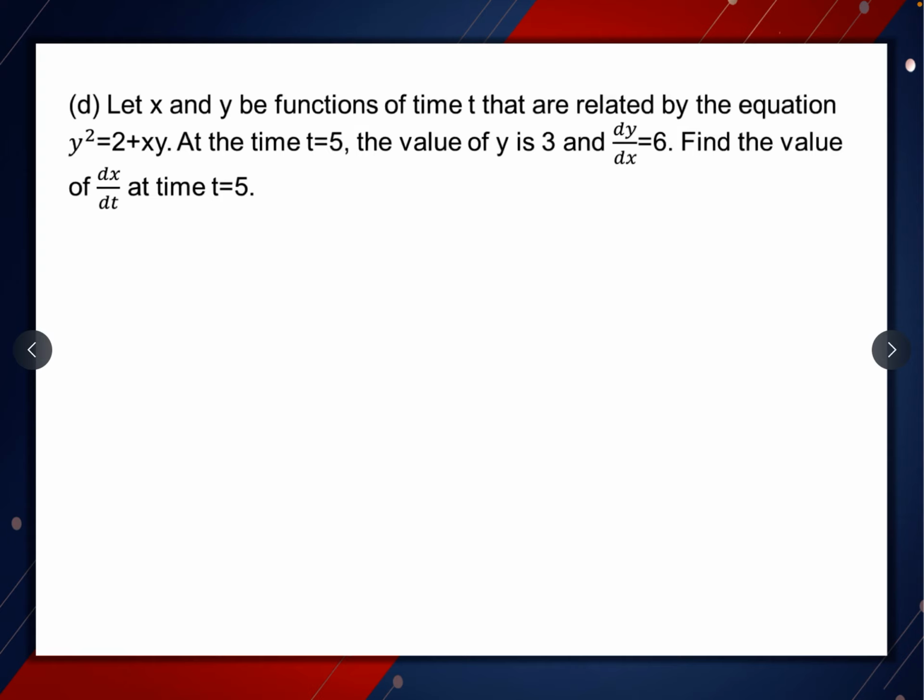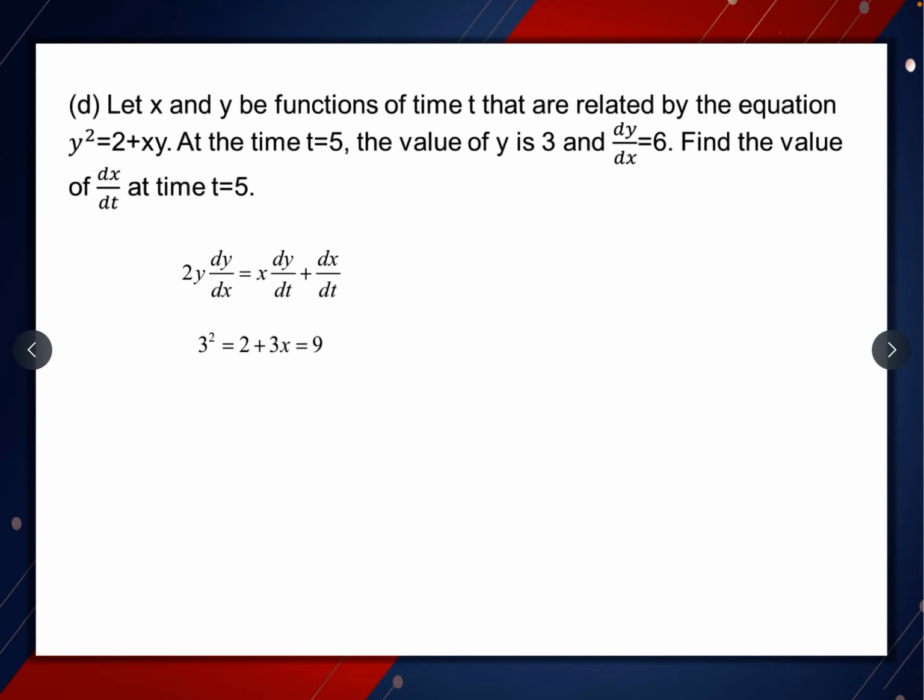D. Let x and y be functions of time t that are related by the equation. At t equal to 5, the value of y is 3, and dy/dt equals 6. The question gives us lots of values, including the derivative, which is 6. When we see that, we need to think that we need to take the derivative of the original function.